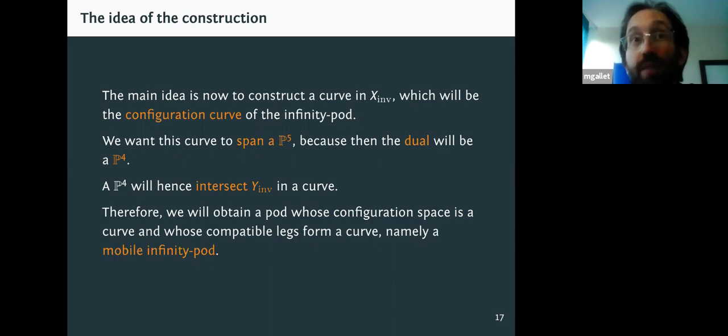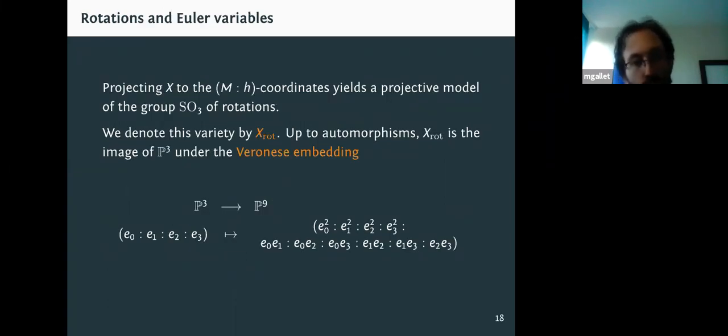Okay, so which means that what we get is an object which has infinitely many configurations, which means that it is mobile, and allows infinitely many legs, which means that it is an infinity pod. Okay, so in this way, we would have constructed an infinity pod, a mobile infinity pod. Okay, so the whole point is to construct properly the configuration curve. And to do so, I need to tell you some more constructions before.